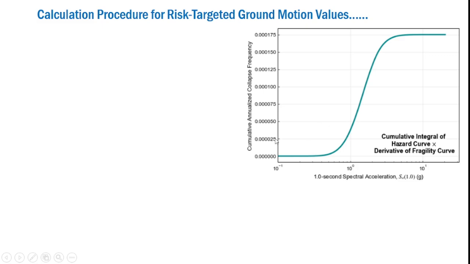From this annual collapse, we need to obtain the cumulative collapse risk. This is what is shown in the next slide. It provides the plot of the cumulative integral of the hazard curve times the derivative of the fragility curve. This curve provides the cumulative analyzed collapse risk computed at the associated ground motion level. As you can see from this plot, the risk reached is 0.000175. So this is the risk calculated.